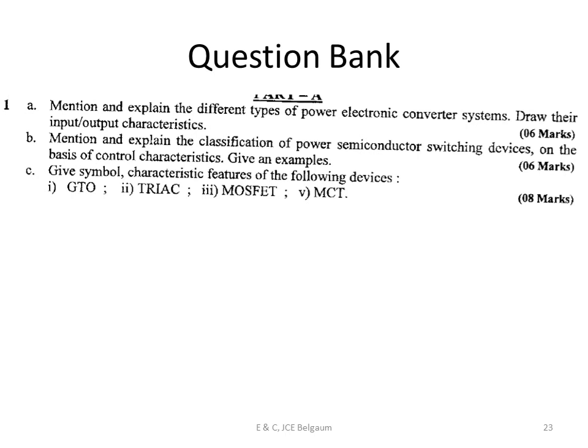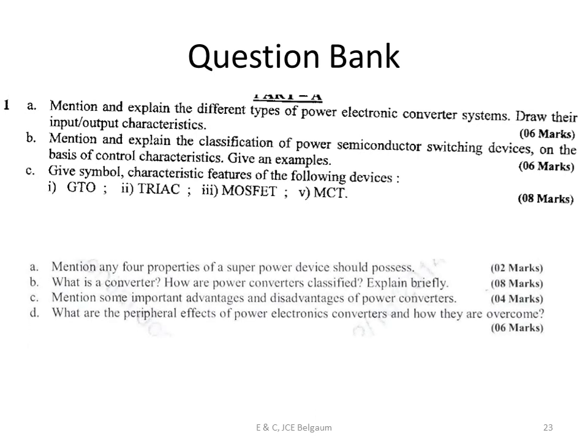And also here it is asking classification of power semiconductor devices on the basis of control characteristics. So we had that, control characteristics like diode is uncontrolled turn on and turn off. So those kind of answers need to be written here, and give examples. And here give symbol, characteristics and features of the following devices. We know what a GTO is, symbol. What are the characteristics, what is a triac, MOSFET and MCT. So you will have to please write as per the questions asked. Understand the question first, then write the answers.